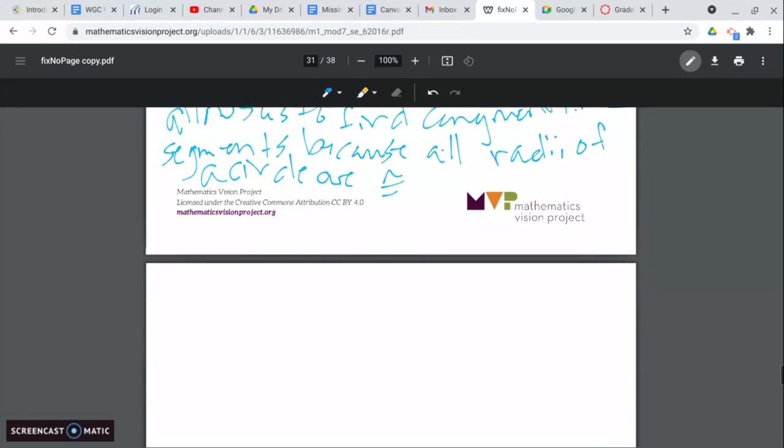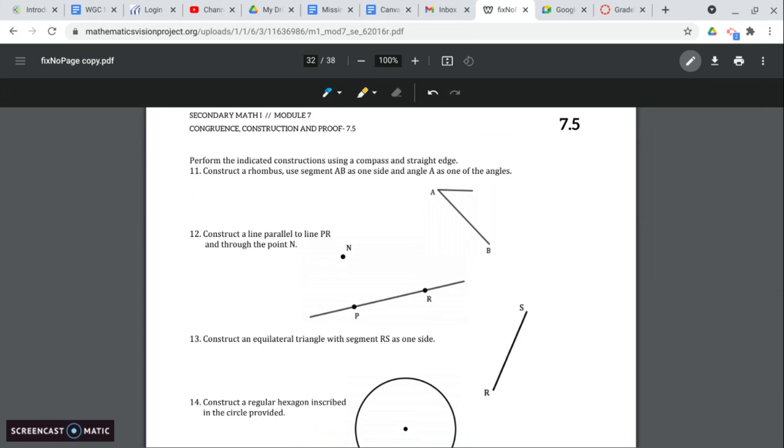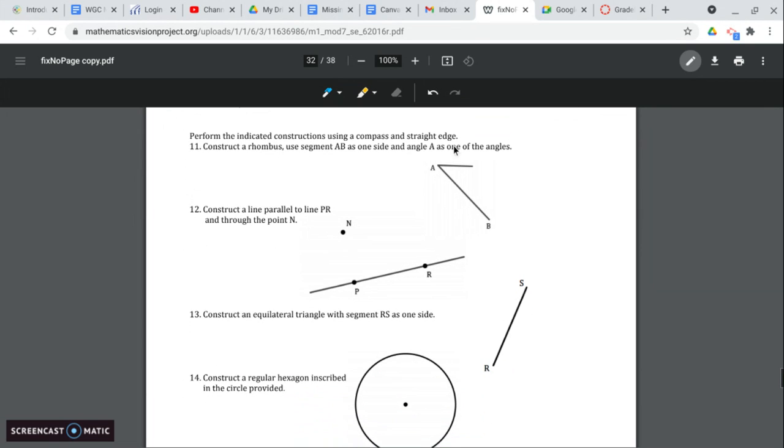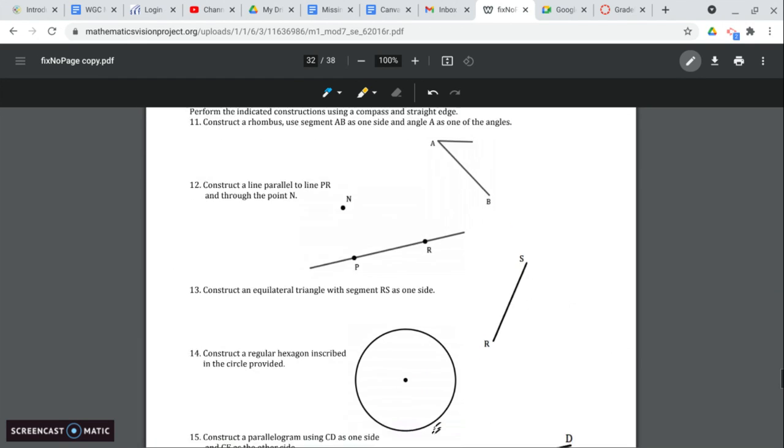So this section here is diving back into looking at these constructions. So for this first one, create a rhombus. Make sure this one you're making a line that's parallel. Construct an equilateral triangle. And you can explain, I know without having a compass and rulers available to you, it's a little complicated, but you can explain instead of actually having to draw them out.